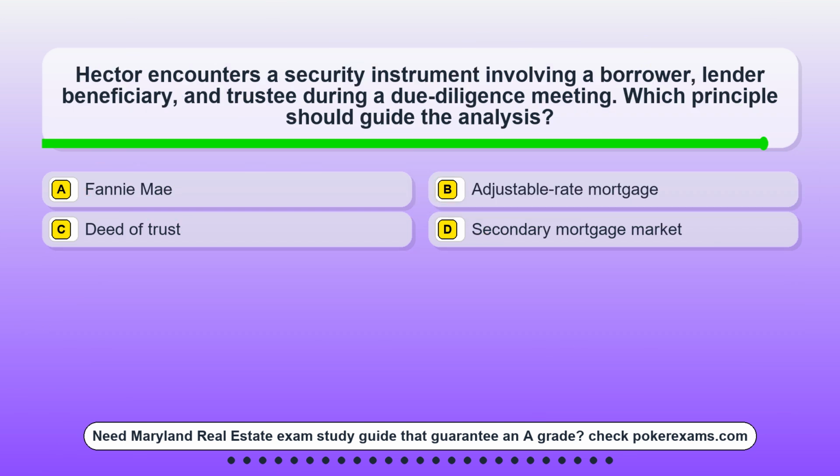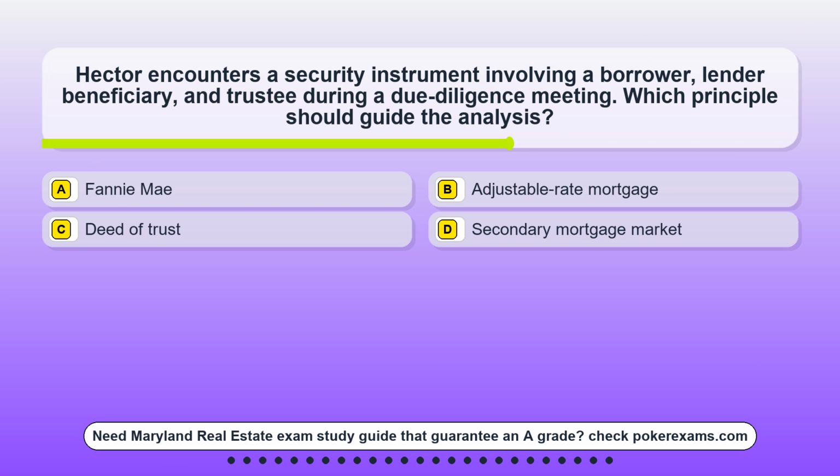Question 7. Hector encounters a security instrument involving a borrower, lender beneficiary, and trustee during a due-diligence meeting. Which principle should guide the analysis? Option A, Fannie Mae. Option B, adjustable-rate mortgage. Option C, deed of trust. Option D, secondary mortgage market.